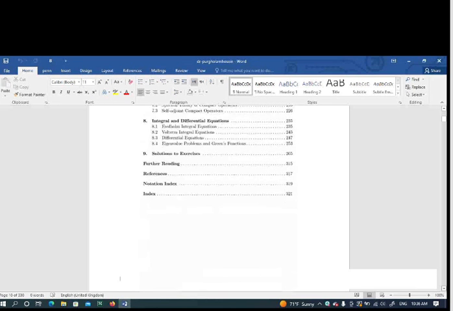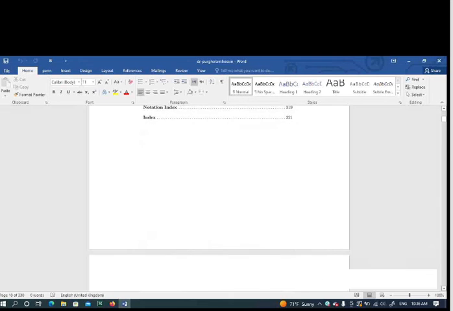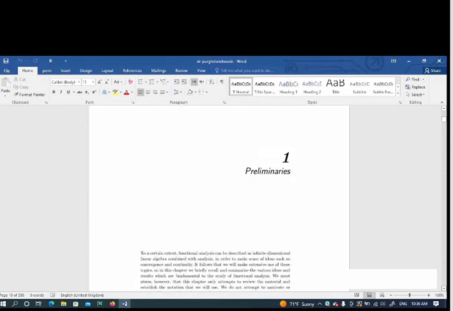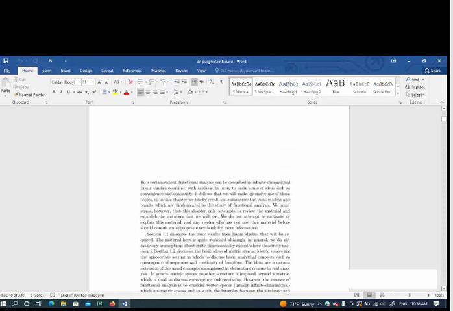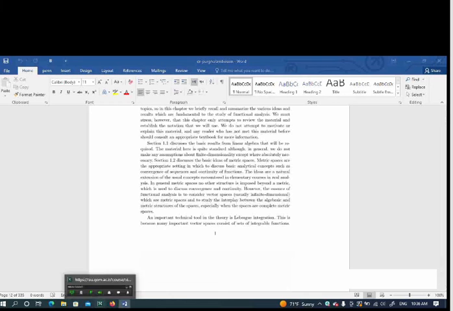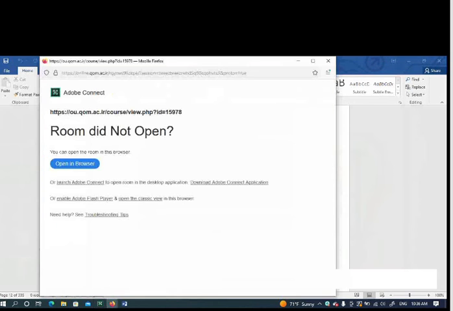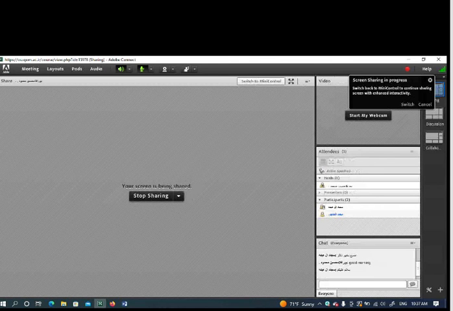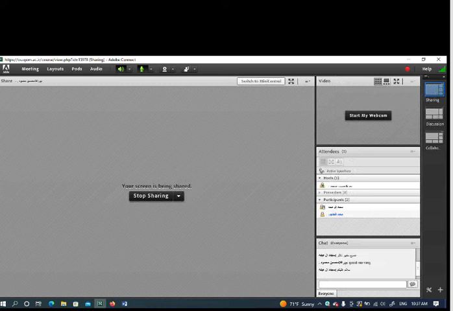See the book. We have the picture of the book. Do you see the book?